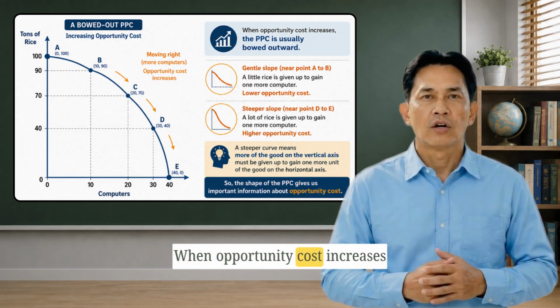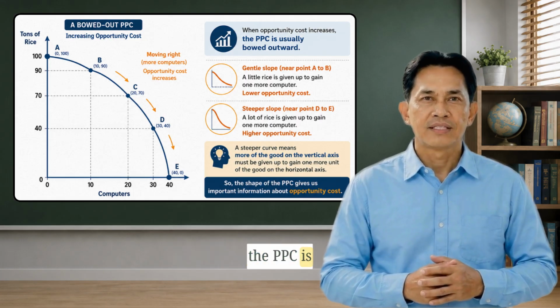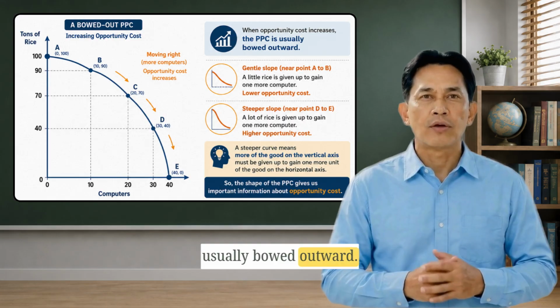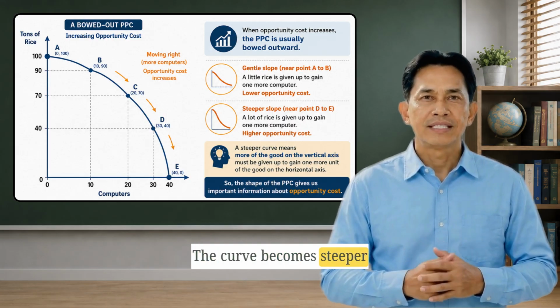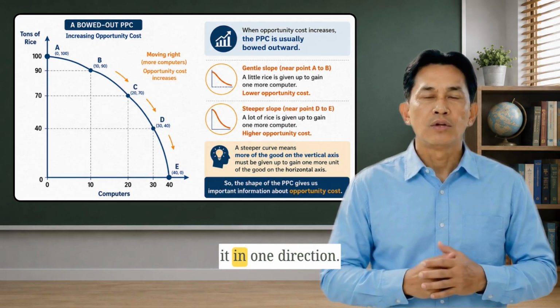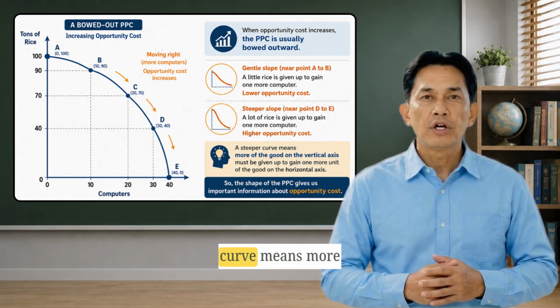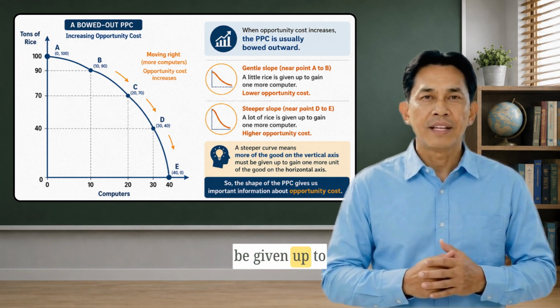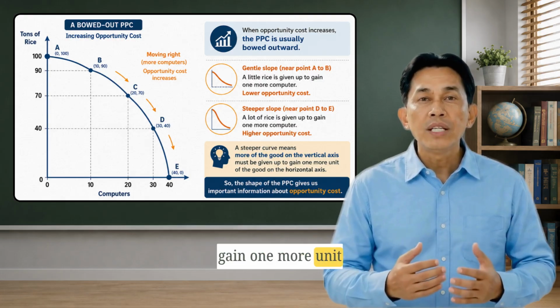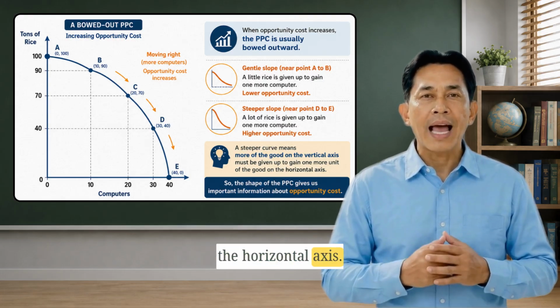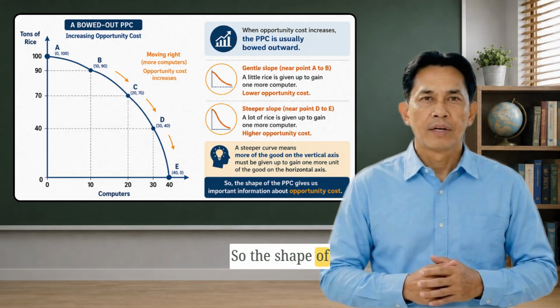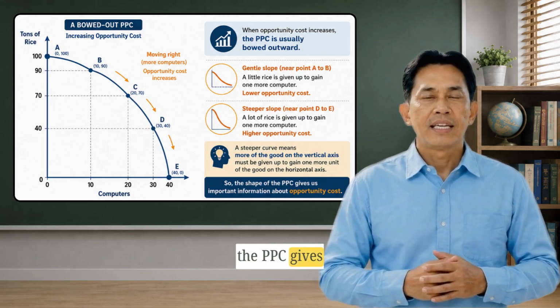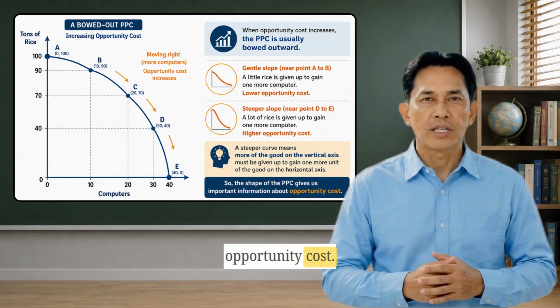When opportunity cost increases, the PPC is usually bowed outward. The curve becomes steeper as we move along it in one direction. A steeper curve means more of the good on the vertical axis must be given up to gain one more unit of the good on the horizontal axis. So the shape of the PPC gives us information about opportunity cost.